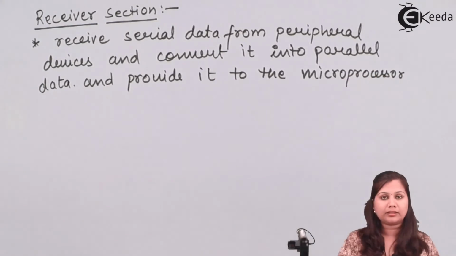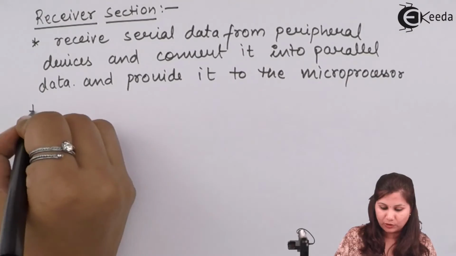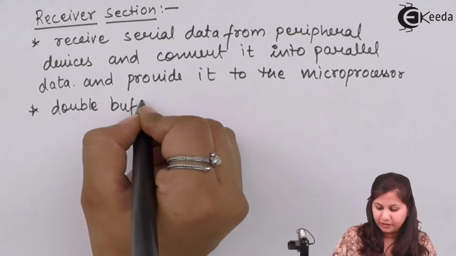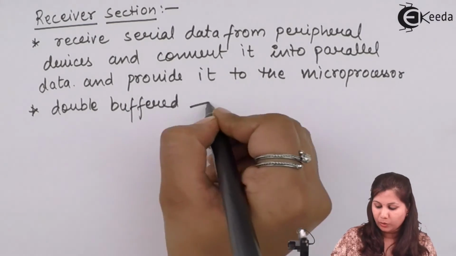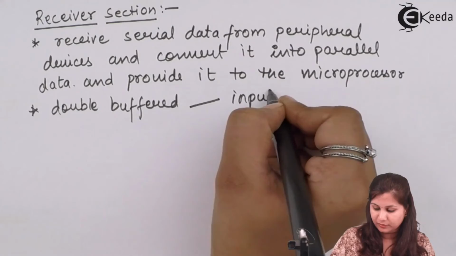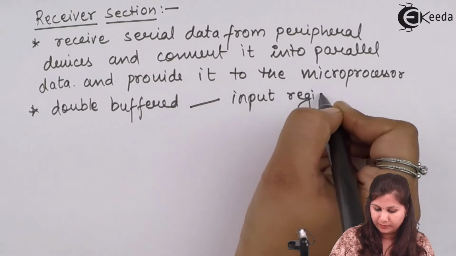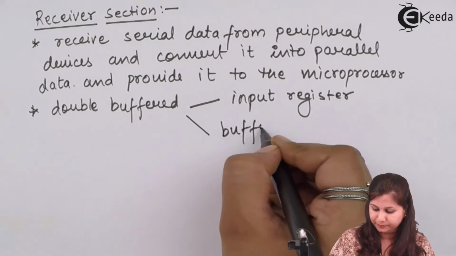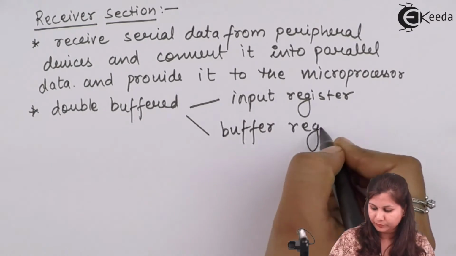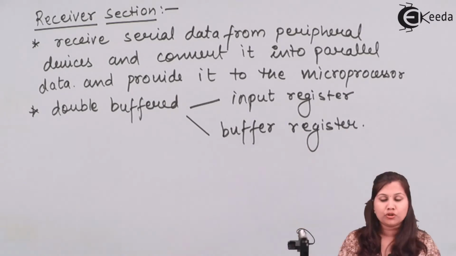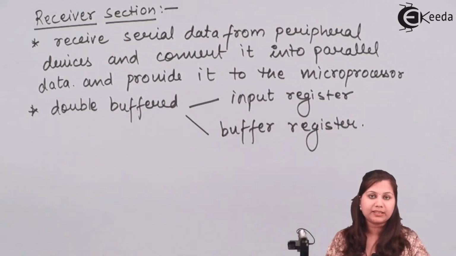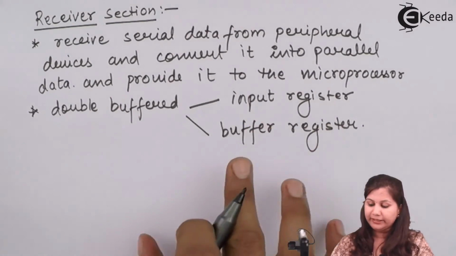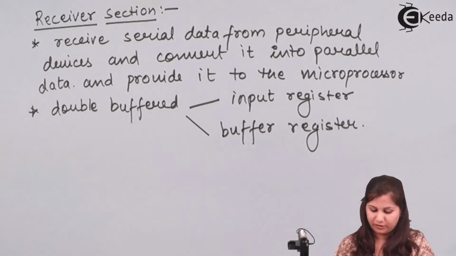Just like the transmitter section, the receiver section is also double buffered. Here we have two registers: one is the input register and another is the buffer register. The input register accepts the serial data and converts it into parallel data, and that parallel data is held by the buffer register.